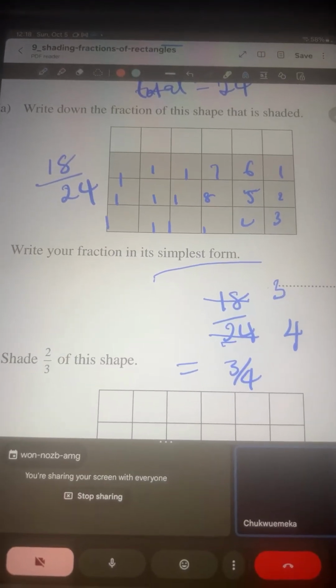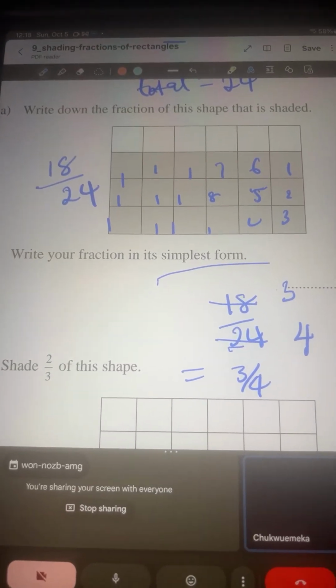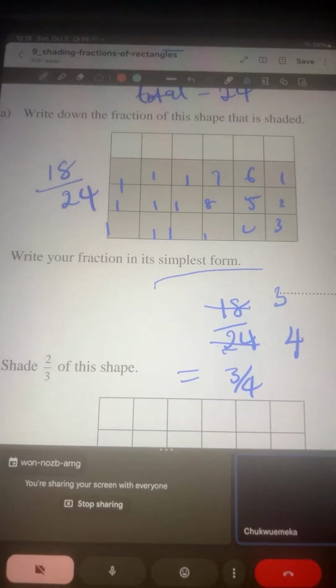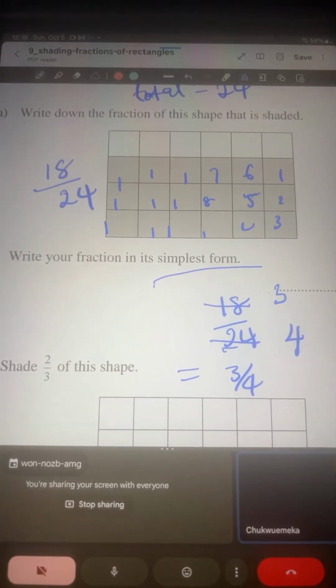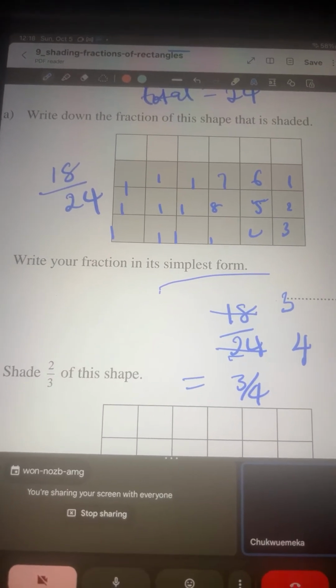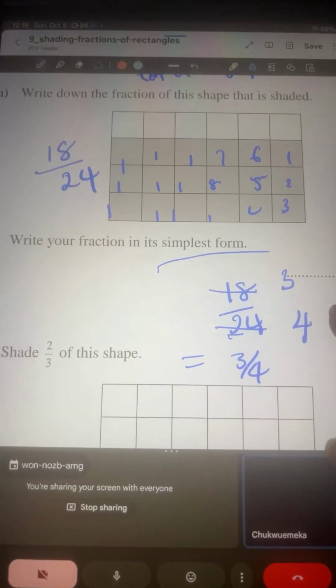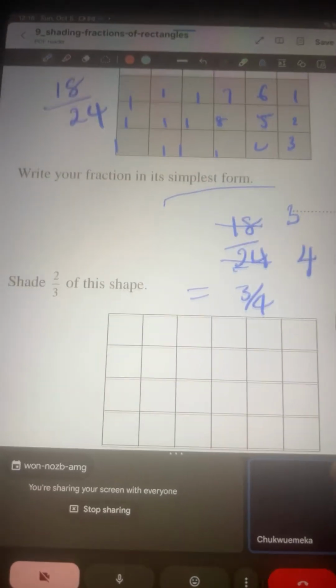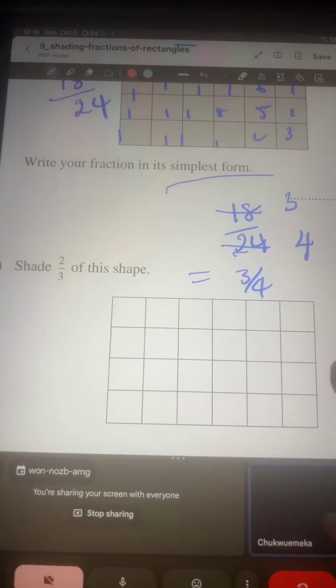Does that make sense to you? Yes. Is there any difficulty there? No. Everything is fine, right? Yes. Very good. Moving to the next one.